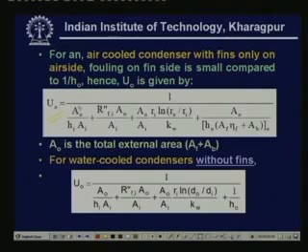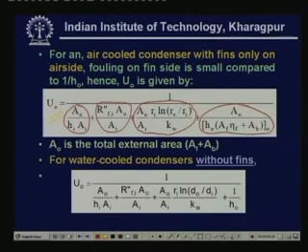Here this term accounts for the internal convective resistance. This term accounts for the resistance due to fouling on the internal side, and this accounts for the conductive resistance of a cylindrical wall. Here Kw is the thermal conductivity, Ro and Ri are the outer and inner radii of the tube. And finally this one accounts for the external or outer convective heat transfer resistance. Since there are fins on the outside, we have to have the finned area and the fin efficiency. Here A naught is the total area, which is equal to A fin plus A bare.